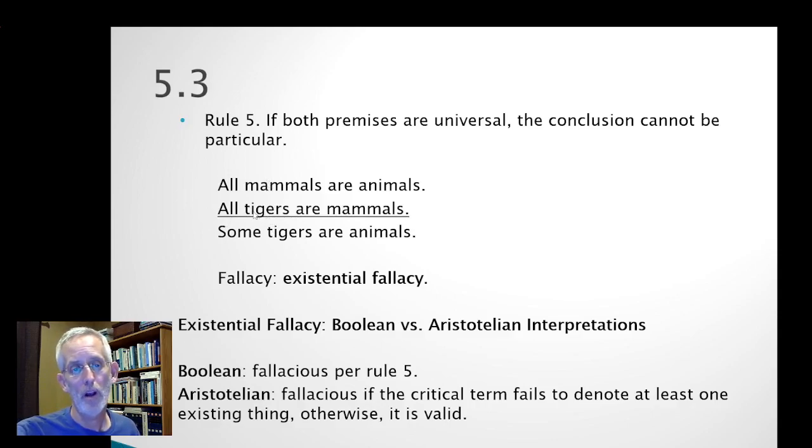Up here, we look in our second premise, we see that tigers is distributed, but we don't need tigers to be distributed to keep from violating any of the other rules of evaluation. So it's superfluously or extra distributed, and so that's always going to be the critical term. But generally, it's not that hard to look at an argument and figure out what the critical term is.